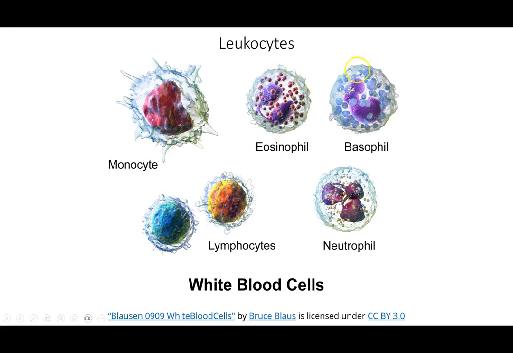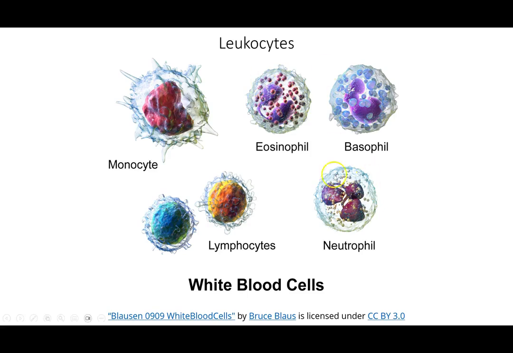So we've got three types of granulocytes: eosinophils, basophils, and neutrophils. And then we have two main types of agranulocytes, which are monocytes and lymphocytes. And so you can see the monocytes and lymphocytes don't have all of these dark little blobs inside of them. Those are the granules that we are seeing. We'll talk about what those granules do in just a little bit.